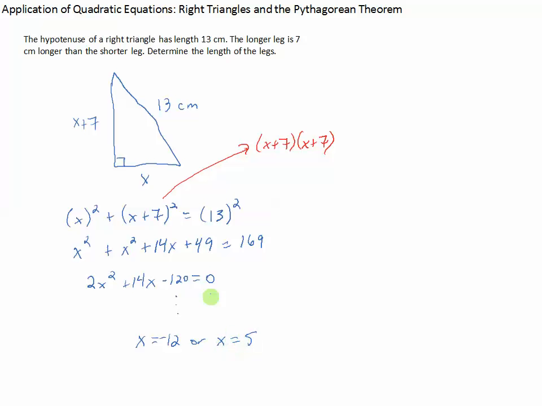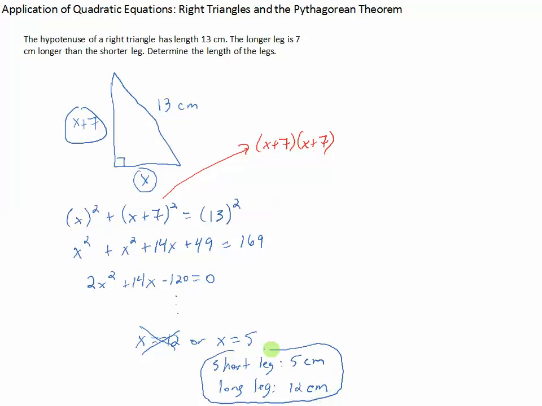Well, x represents the length of the short leg, so there's no possible way that x could be negative 12. So the short leg has to be 5 centimeters, and the long leg has to be 7 more than that, right? So 5 plus 7 is 12 centimeters. And there we go, we've determined the lengths of the legs of this triangle.